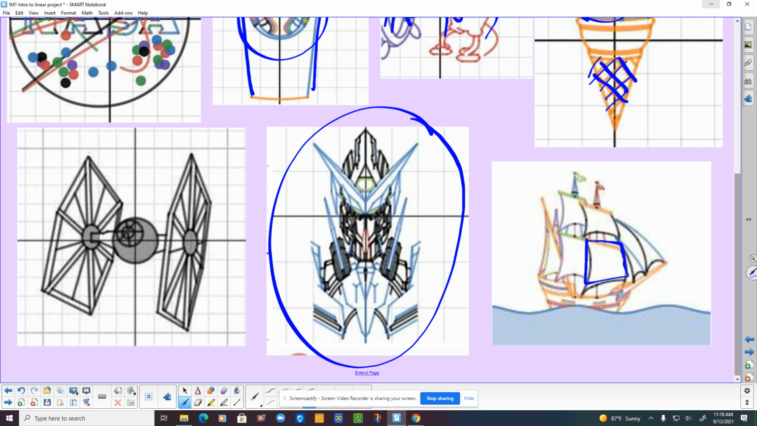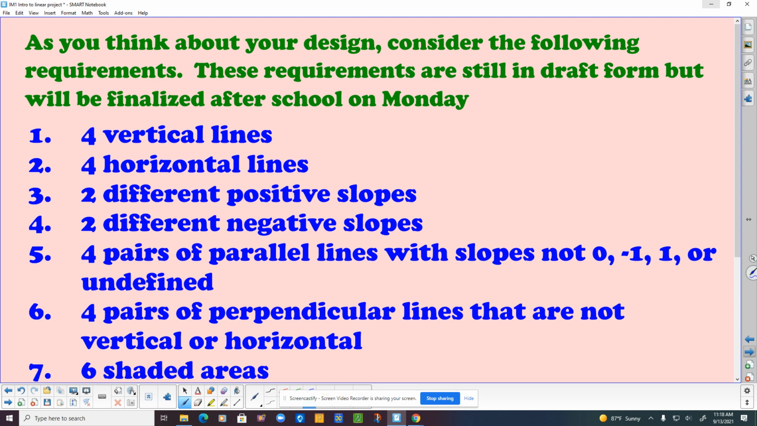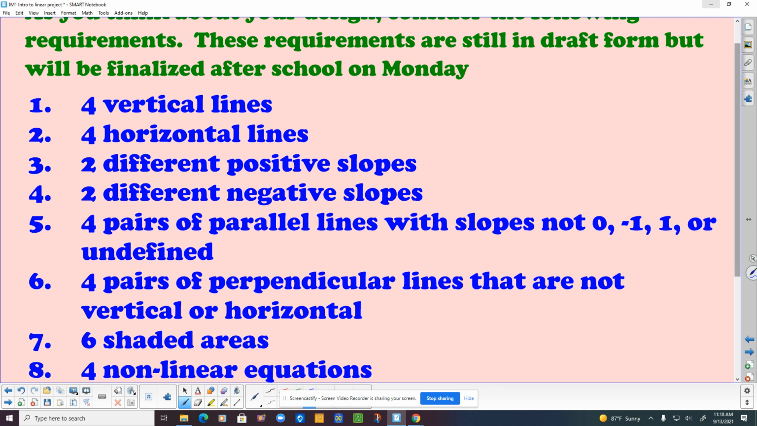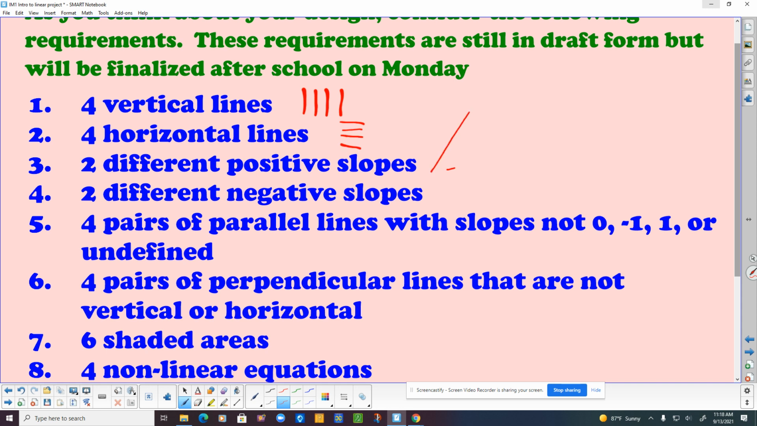So these are the requirements. As you're thinking about what you want to do, just remember, these requirements might change. They're not finalized yet. When I get them into the rubric after school, Mr. Warden and I still have to hash out the final details. But this is the general idea. You're aiming for vertical lines. These are vertical lines. Horizontal lines go like that. Different positive slopes: one positive slope, another positive slope.